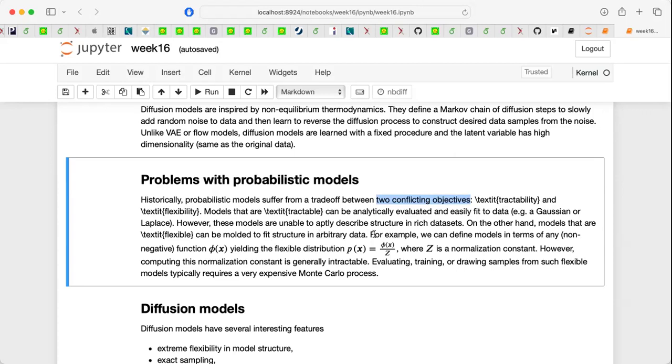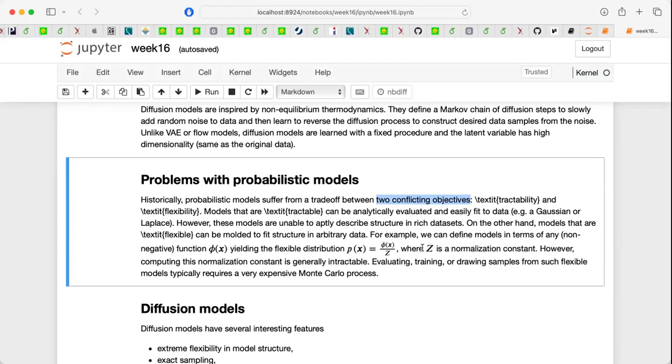And then, on the other hand, models which are flexible can actually be tailored to fit structures and arbitrary data. So like when we set up the Boltzmann distribution, we made a model for this phi, and this phi could then be something like a binary model, which we discussed in detail when we had our discussions on Boltzmann machines a month ago.